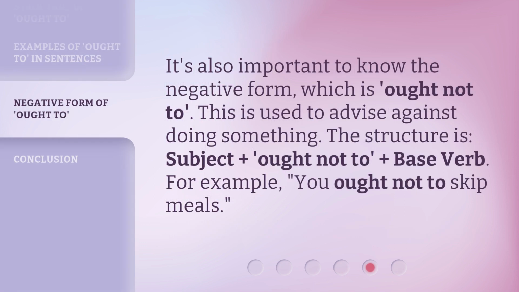It's also important to know the negative form, which is ought not to. This is used to advise against doing something. The structure is subject plus ought not to plus base verb. For example, you ought not to skip meals.